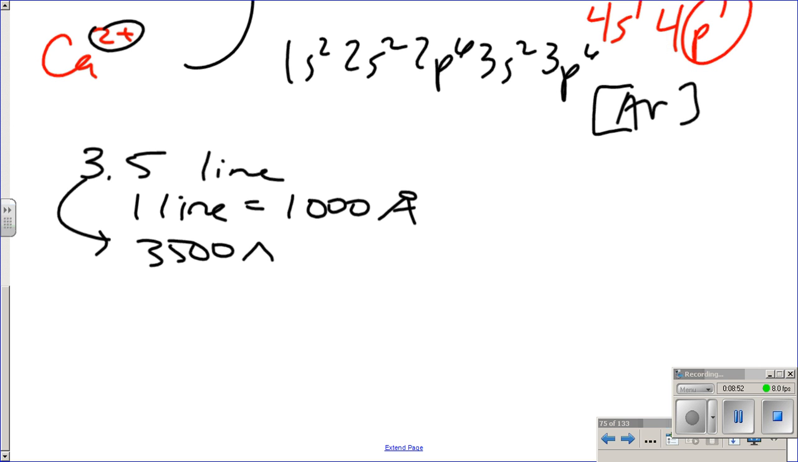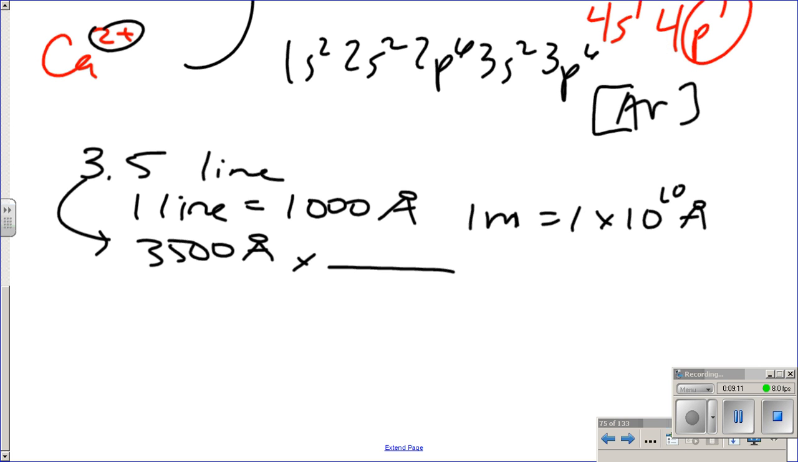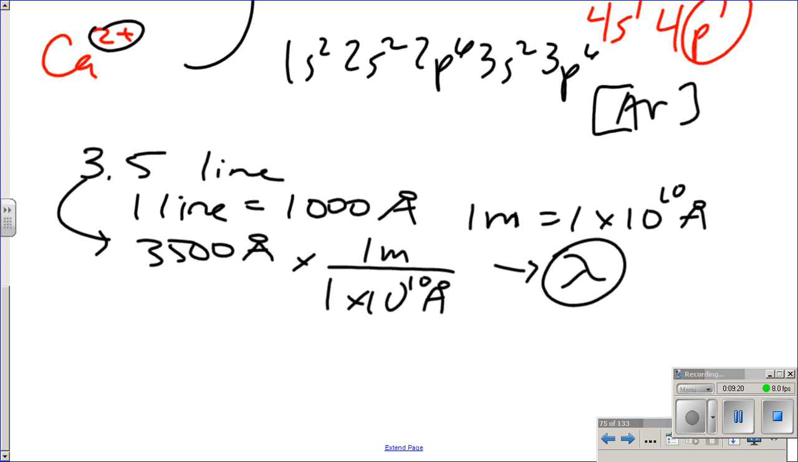3,500 angstroms. And then you were told in the lab how to convert from angstroms to meters. No, let's go the other way. 1 meter was 1 times 10 to the 10th angstroms. So then you would convert 1 times 10 to the 10th angstroms to 1 meter, and then go from there. And that meter is going to be wavelength, and then from wavelength, I think you had to find frequency. And then did you have to find energy?